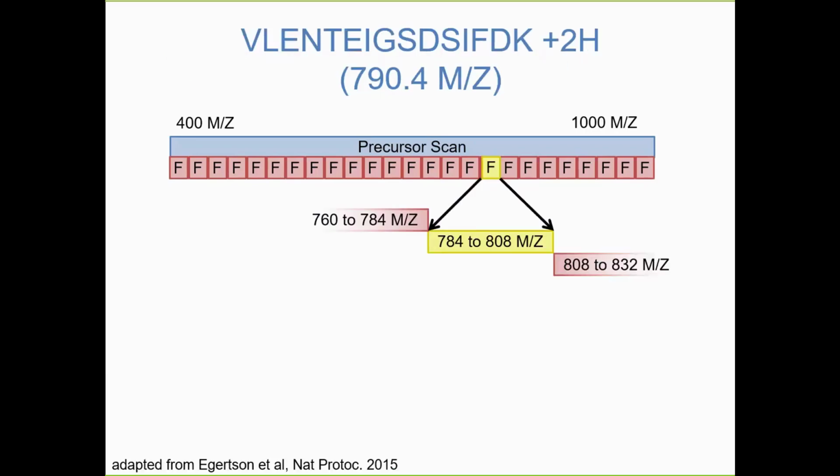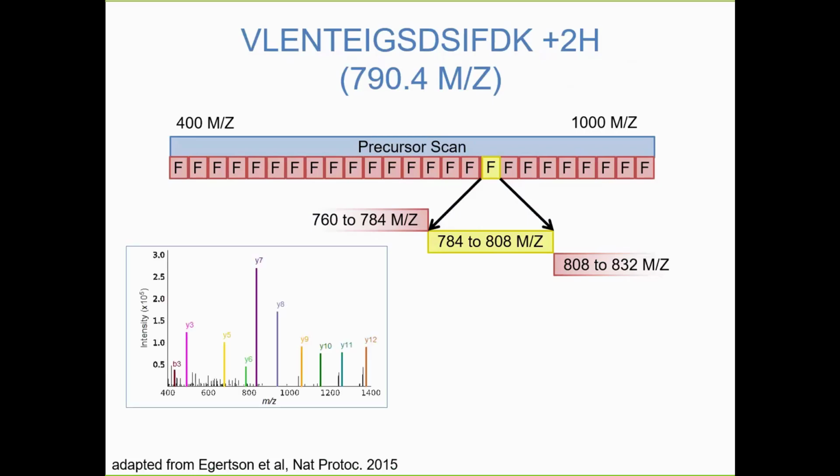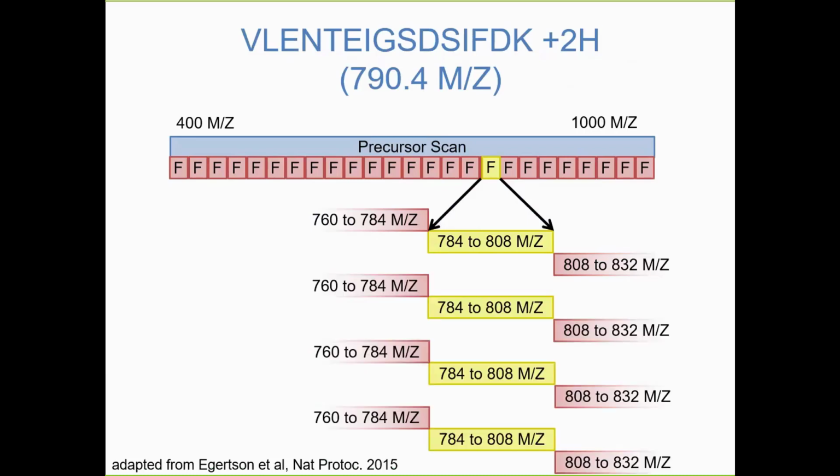So if we isolate one of these fragment ion scans, say this one in yellow, from 784 to 808 MZ, we might look for a particular peptide that falls around 790. So for this specific peptide, you might look at a fragment ion scan and see all of the fragment ions that are associated with it, all the B and Y ions that make sense for that particular peptide.